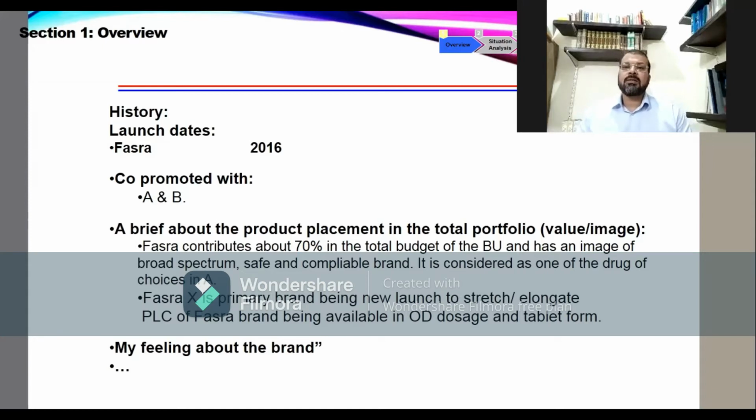And then it's a primary brand being launched to stretch, elongate product life cycle of the brand being available in, for example, tablet form. Like you are having certain line extensions. Previously, you were promoting a product which is being promoted in BD dose or TDS dose.